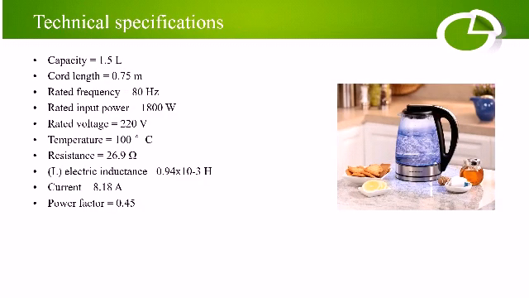Next is the technical specification of the kettle. Capacity comes to 1.5 liters, rated frequency 80 Hz, input power 1800 watts, voltage 220 volts, temperature 100 degrees Celsius, power factor 0.45, and so on.